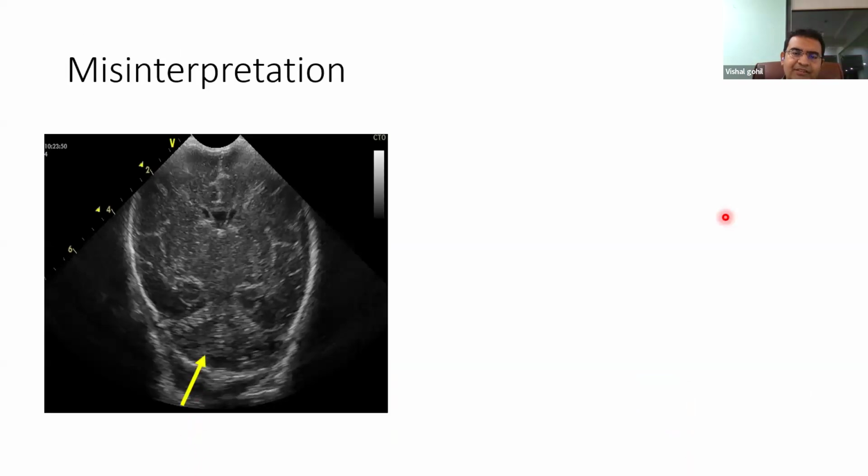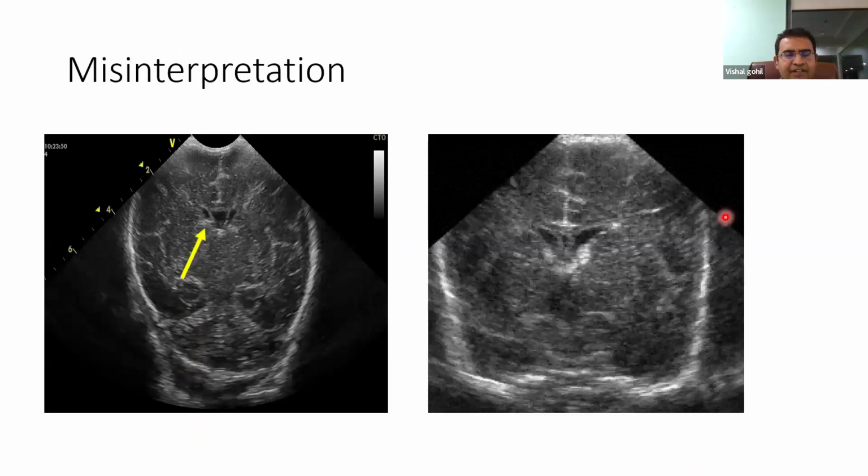Now, the most common misinterpretation, as we know, is that when you look at the foramen of Monro view, someone can say this is your choroid plexus, and someone can say this is your grade 1 IVH. So it is always a subjective finding. That's why we need to see the bleeding in other views also.